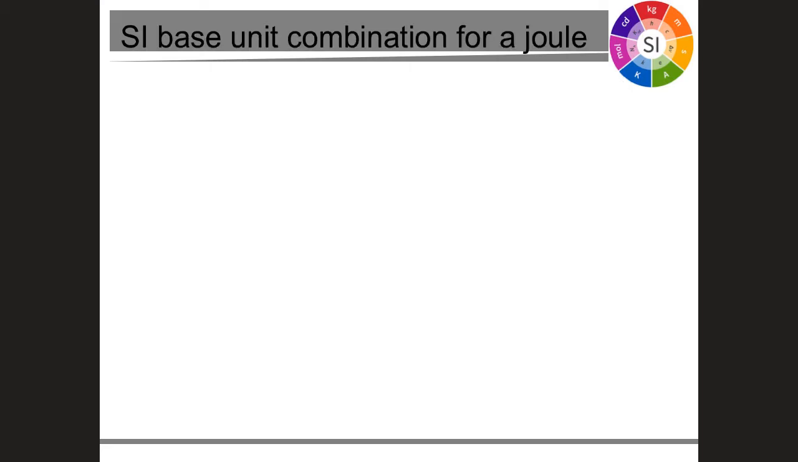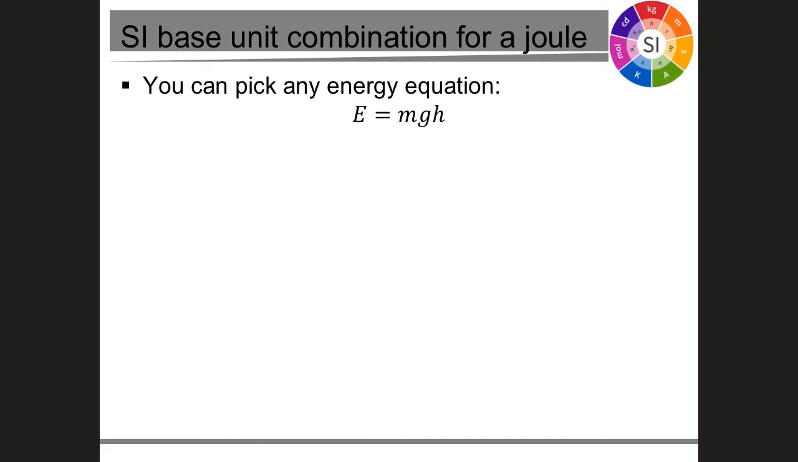So trying to find the SI base unit combination for a joule, you might say, well, there's loads of formulas that involve energy. You can pick any of them. So E equals mgh is usually my go-to. E equals a half mv squared is another one that's really good for this. And then you just plug your units into your equation.